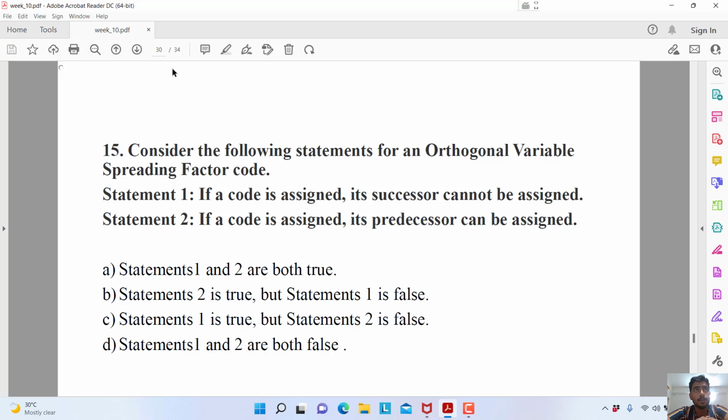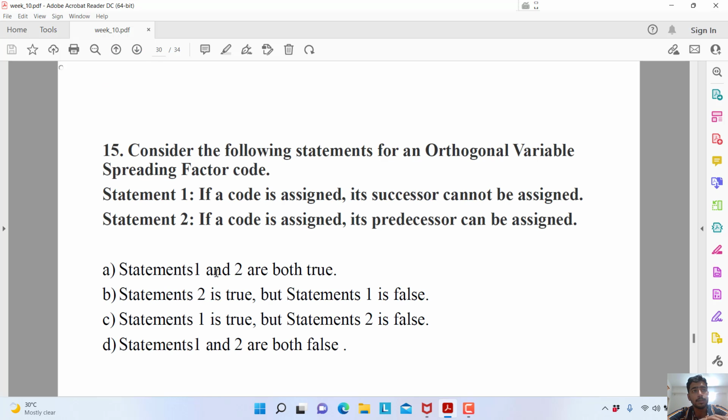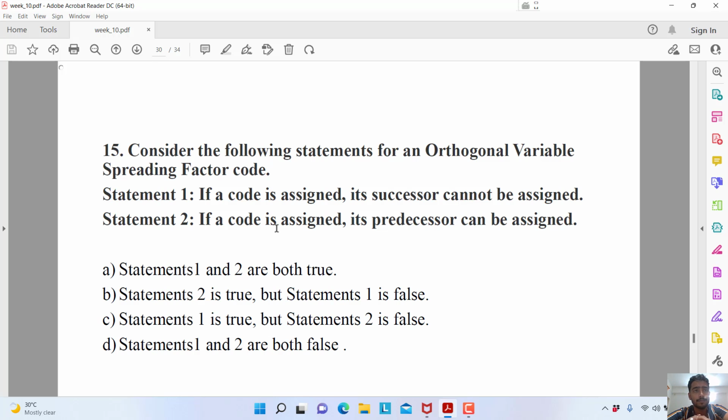So the right option is C. Basically, this is the beauty, or advantage, of the orthogonal variable spreading factor code. If a code is assigned, its successor can't be assigned, and if a code is assigned, its predecessor can't be assigned either. So statement 1 is true and statement 2 is false. C is the right answer.